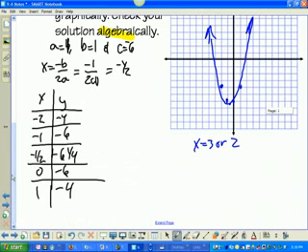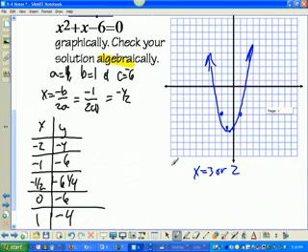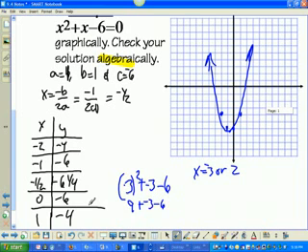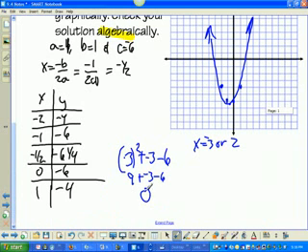Now the question though, it says check it algebraically. So this one I want to see you work on. So put in 3 for x. So 3 squared plus 3 minus 6. So that's 9. Oh, it's a negative 3. So 9 plus a negative 3 minus 6. And notice I get 0, exactly what it's supposed to equal.